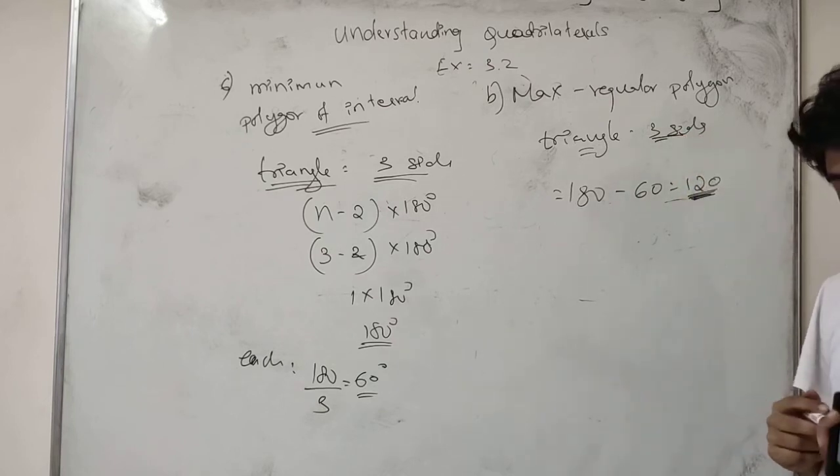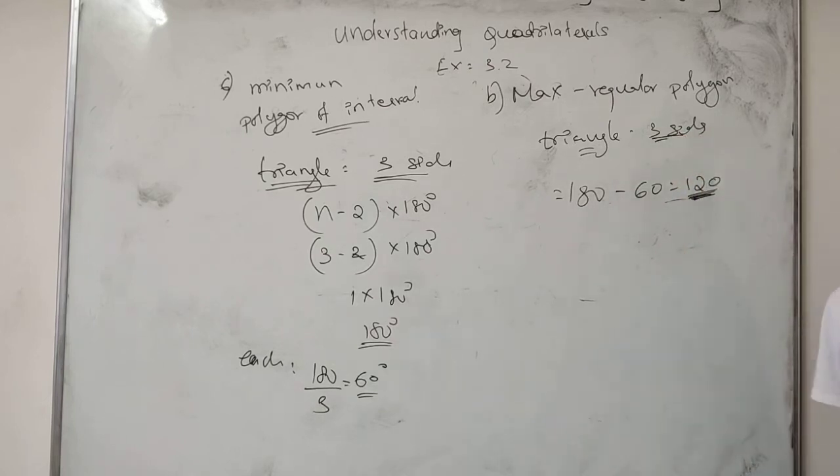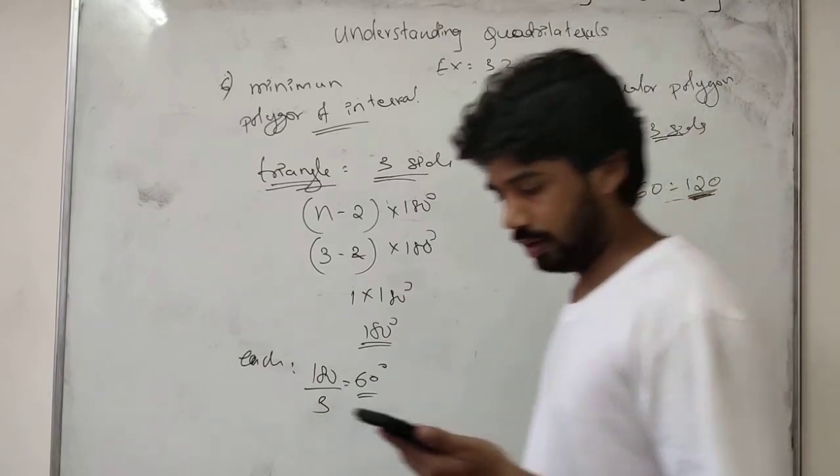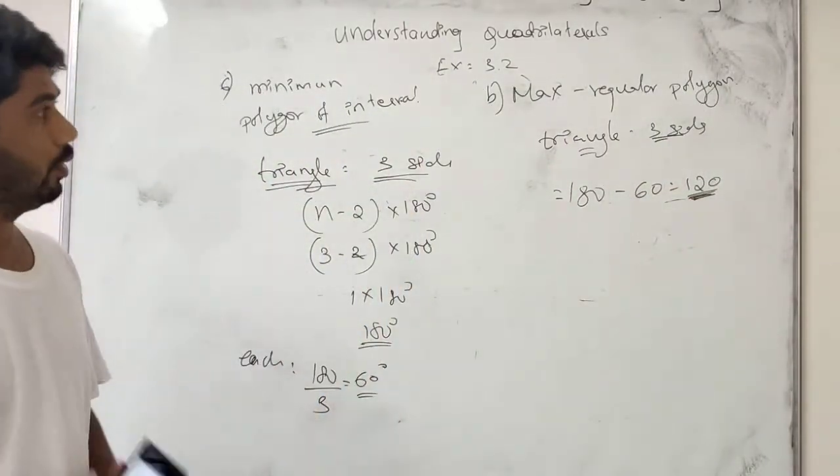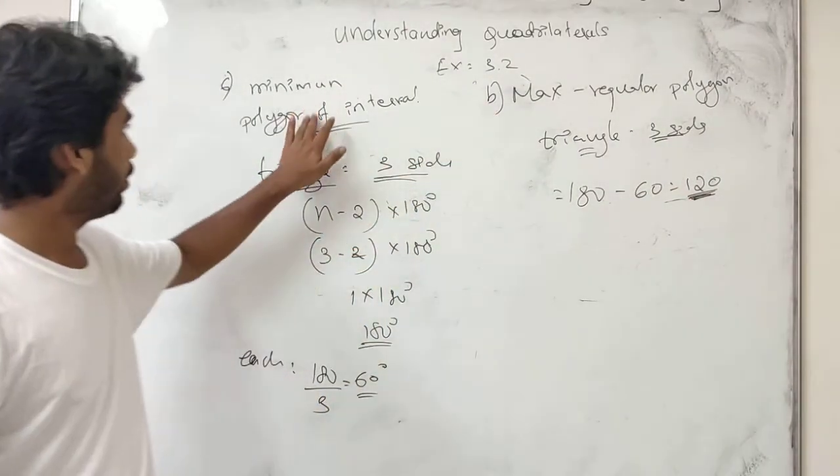So in this way we answer. It is just a concept. The maximum external angle is 120 for a triangle, and the minimum is also a triangle only.